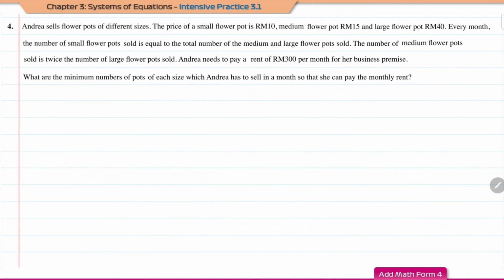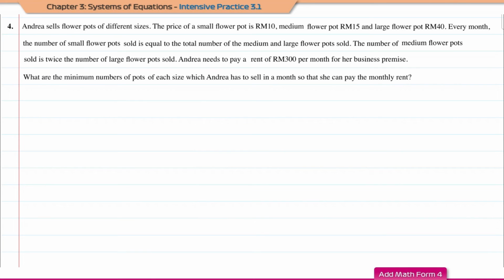Question number 4. Andrea sells flower pots of different sizes. The price of a small flower pot is RM10, medium flower pots RM15, and the large flower pots RM40. So every month, the number of small flower pots sold is equal to the total number of the medium and large flower pots sold. The number of medium flower pots sold is twice the number of the large flower pots sold. Andrea needs to pay a rent of RM300 per month for her business premise. So what are the minimum numbers of pots of each size which Andrea has to sell in a month so that she can pay the monthly rent?